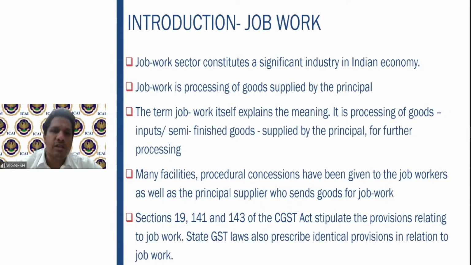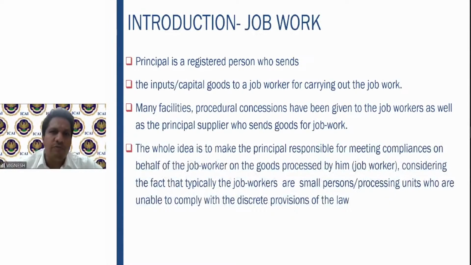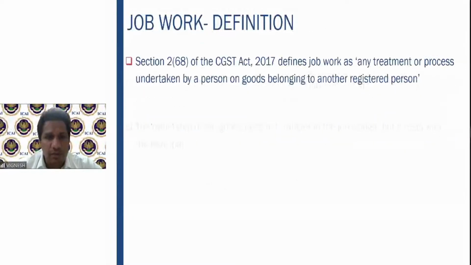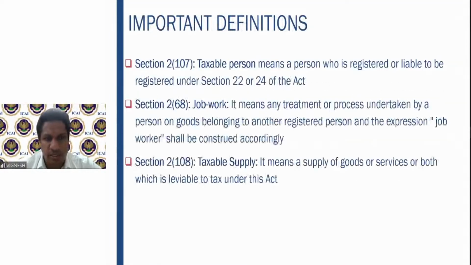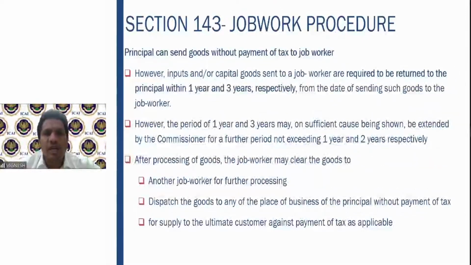And what are the provisions in case the principal procures the inputs and sends them to the job worker? If the principal procures the capital goods and sends them to the job worker, he need not reverse the credit of inputs or capital goods he is sending. But the condition is the inputs have to be returned within 1 year and the capital goods within 3 years from the date of issue of invoice for the goods being sent. So these benefits, 1 year or 3 years respectively, are counted from the date of sending the goods to the job worker.